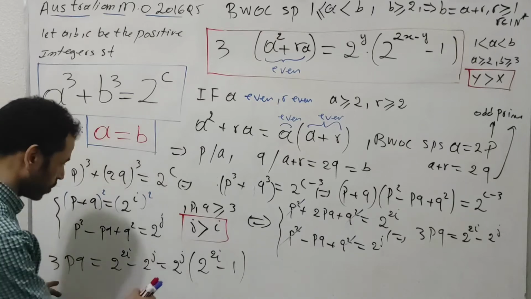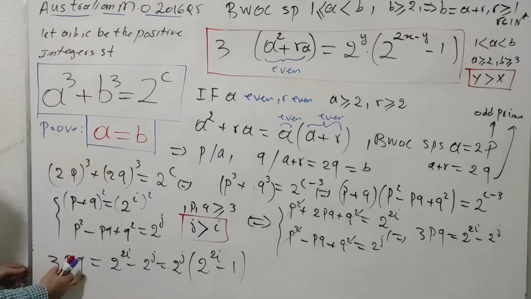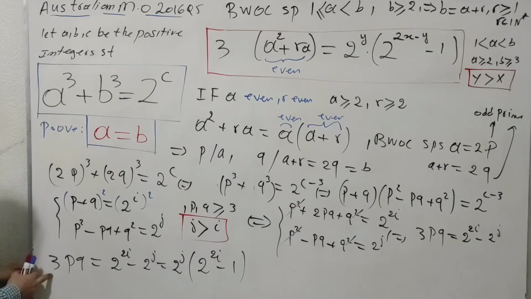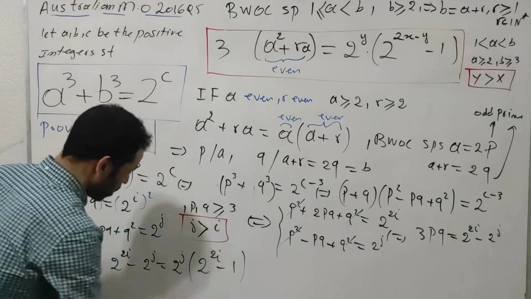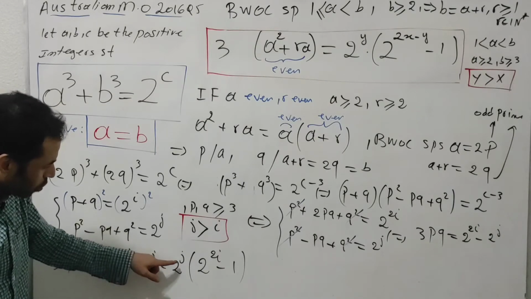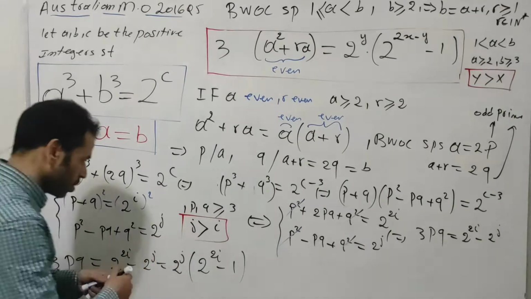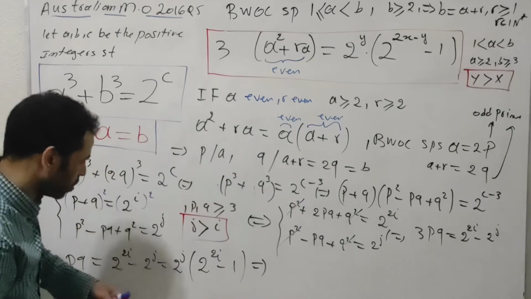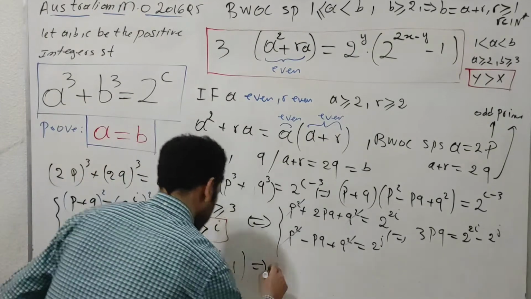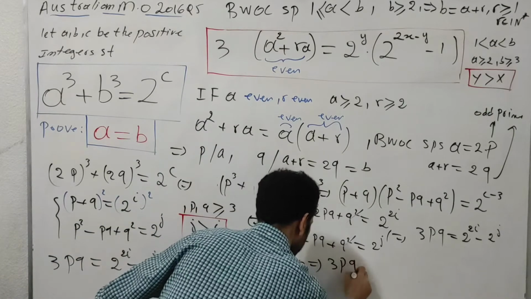If we look carefully at both sides of this equation, the right hand side is even, but the left hand side is odd, because p is an odd prime, q is an odd prime, and 3 is odd as well. So the product is odd, but the right hand side is even. To make the equation work correctly, we are going to give j the value 0. If j is 0, then 2 to the 0 is 1, which means this side is odd.